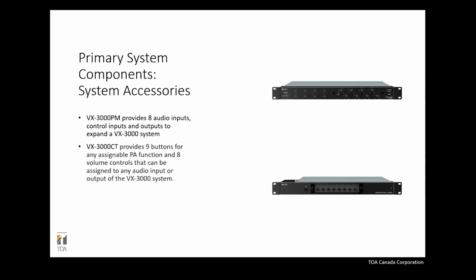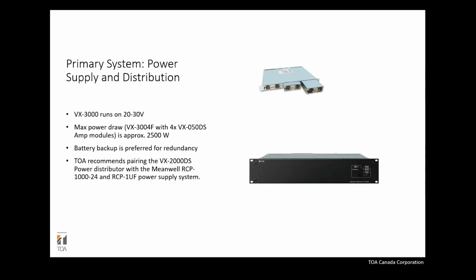If you want to broadcast to, say, existing amplifiers in your project, then we can add this to take advantage of that. The VX3000 CT provides 9 buttons for control, assignable in the programming for PA functions and volume control for the VX3000 system. There's also knobs there for volume control that you can configure.